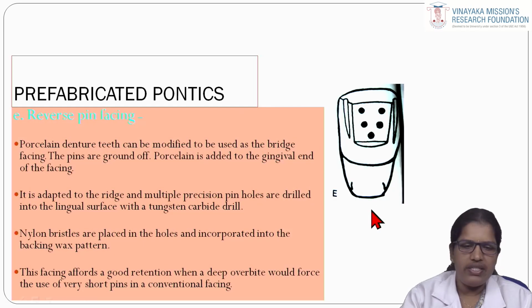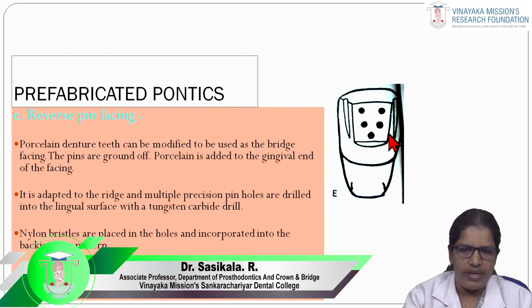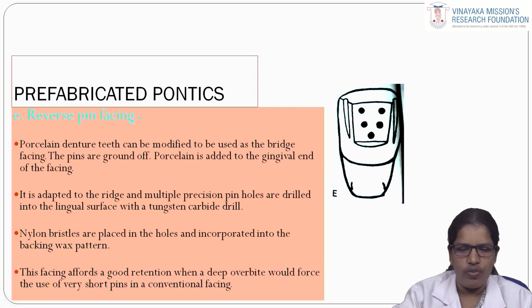In the reverse pin facing, the porcelain denture teeth can be modified to be used as a bridge facing. The pins are ground off and the porcelain is added to the gingival end of the facing. It is adapted to the ridge and multiple precision pin holes are drilled into the lingual surface with a tungsten carbide drill. Nylon bristles are placed in the holes and incorporated into the backing wax pattern. This facing affords good retention when a deep overbite would force the use of very short pins in a conventional facing.